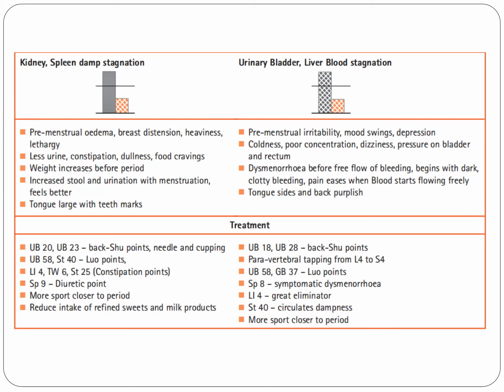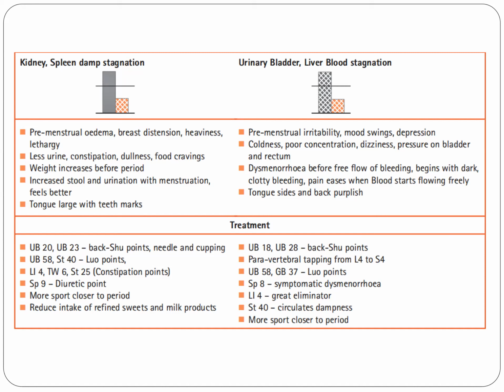So the treatment you're going to use is bladder 20, bladder 23, which is the Back-shu points, needle and cupping. Bladder 58, stomach 40, the Luo points. LI4, triple warmer 6, stomach 25, which is the constipation points, remember? Spleen 9 is the diuretic point. So more sport, closer to period. Yun yung advice. You should reduce intake of refined sweets and milk products, okay?